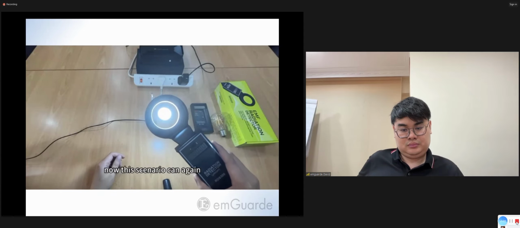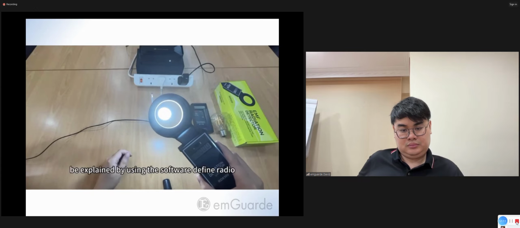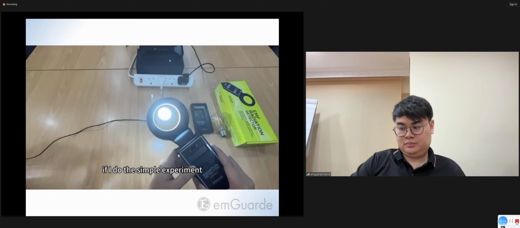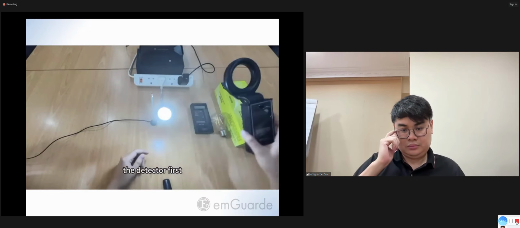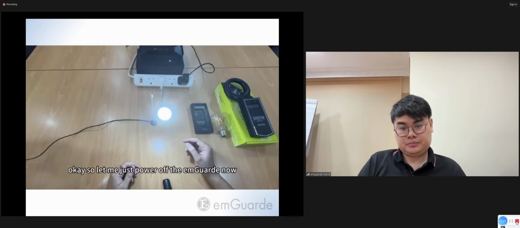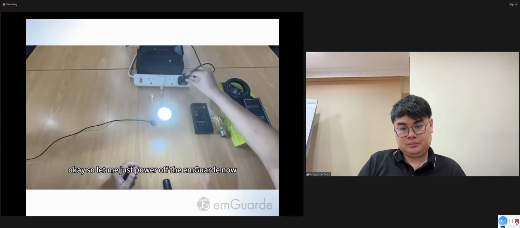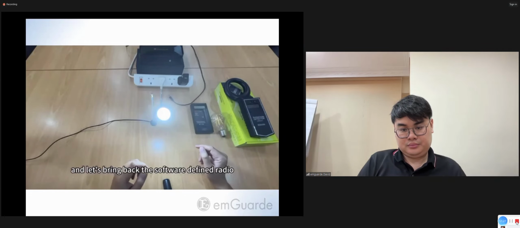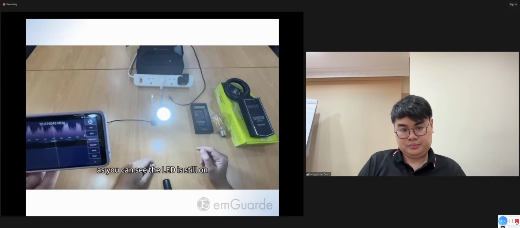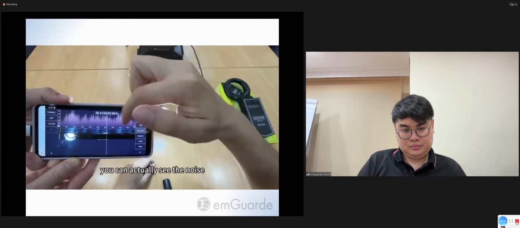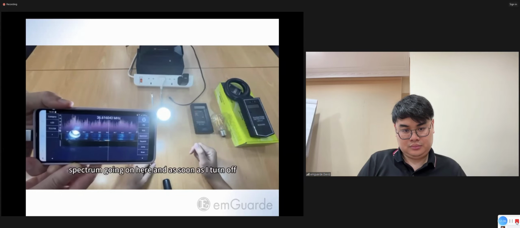Okay, now this scenario can again be explained by using the software defined radio if I do the simple experiment. So now let me turn off the detector first, and let me bring back the software defined radio. Let me just power off the emGuarde now. As you can see, the LED is still on, and you can actually see the noise spectrum going on here.